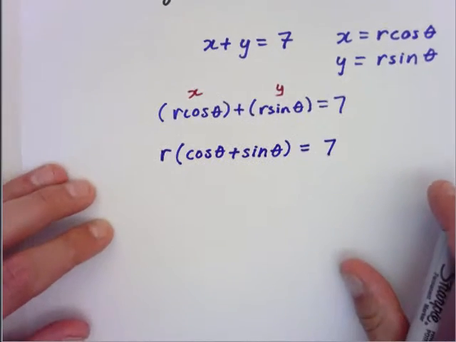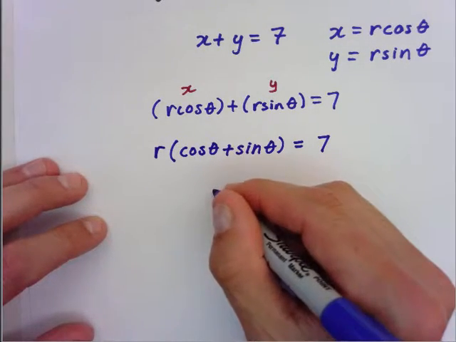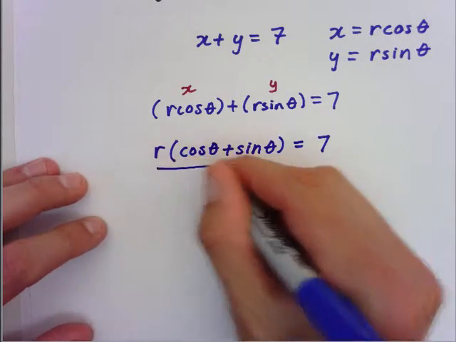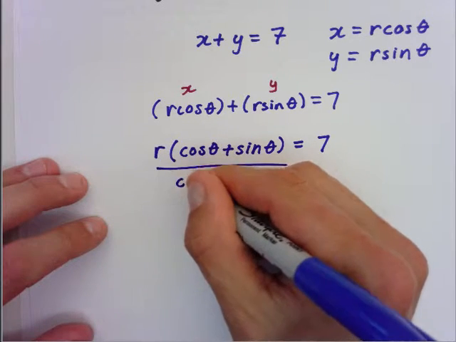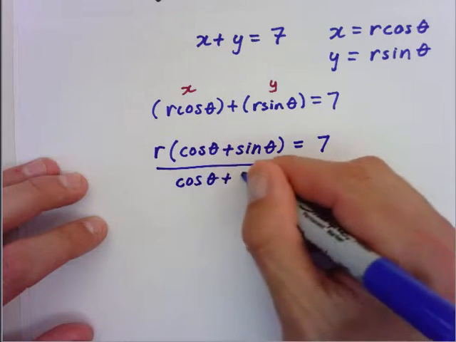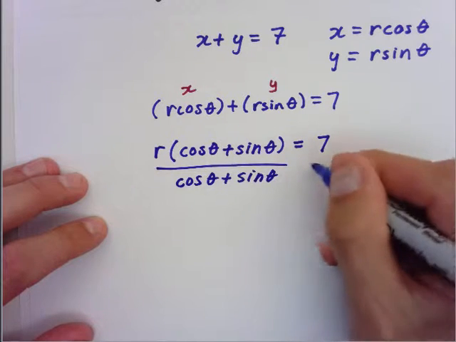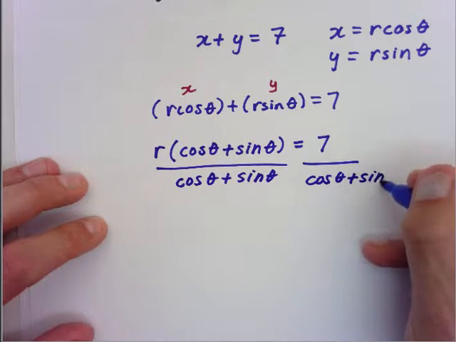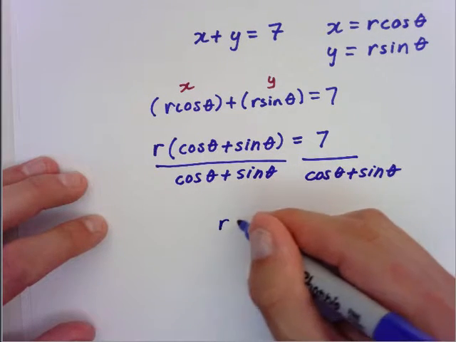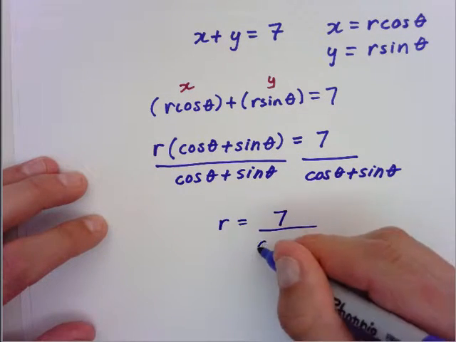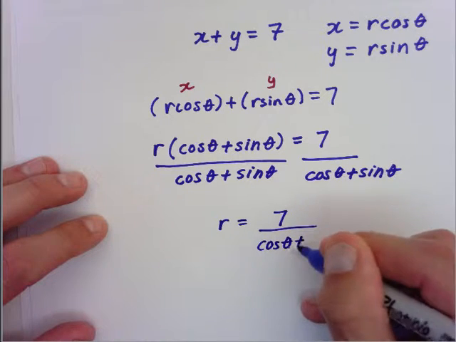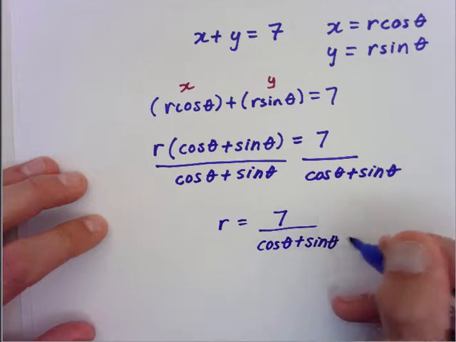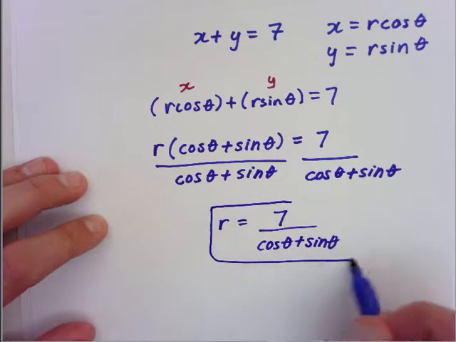Okay? To solve for r now, we're going to divide each side by cosine theta plus sine theta, and divide this side by cosine theta plus sine theta. Okay, so r is equal to 7 over cosine theta plus sine theta. So that is our equation in polar form.